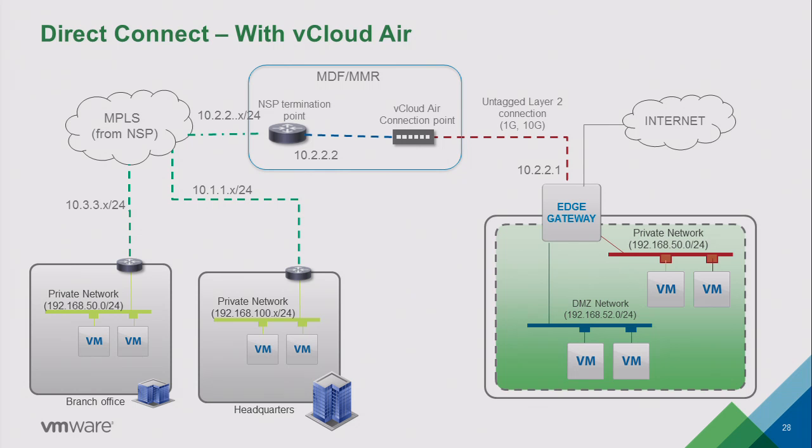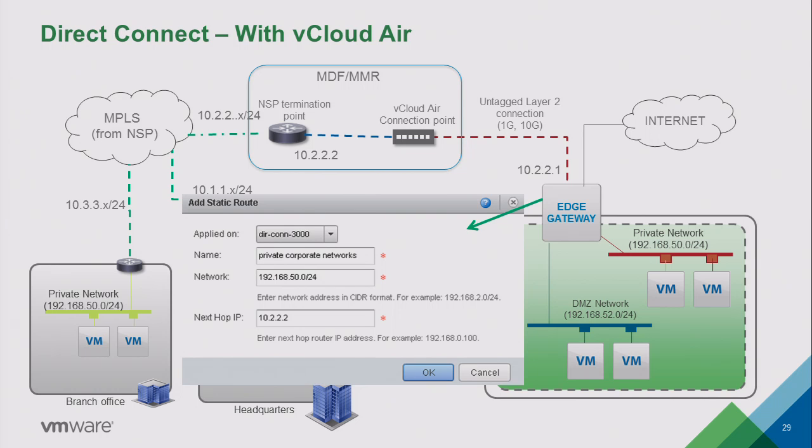And in this case, the idea would be that the edge gateway needs to communicate to the NSP device. Both need to be in the same segment. So if 10.2.2.2 is the IP address on the port on the NSP side, you configure .1 on the edge gateway, and both of them can communicate. Again, this is the layer 2 connection, untagged layer 2 connection, so it's within the same L2 segment, if you may.